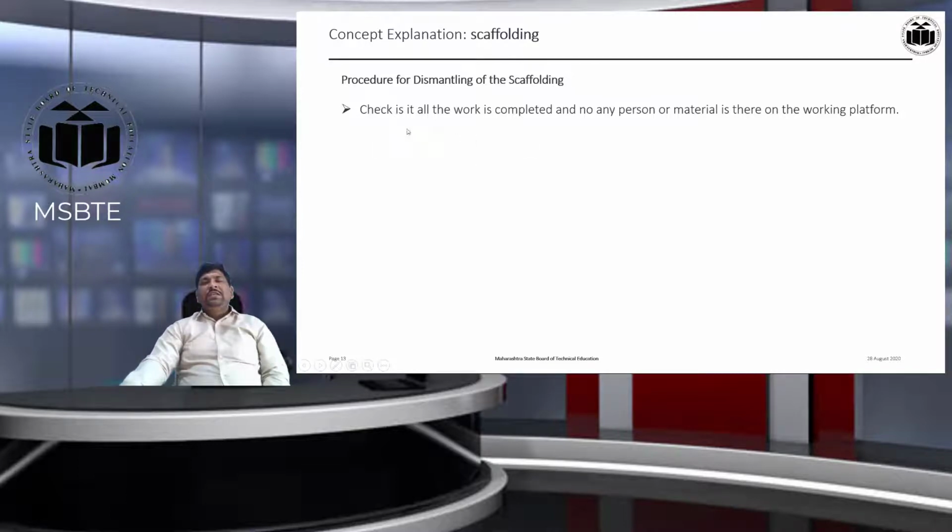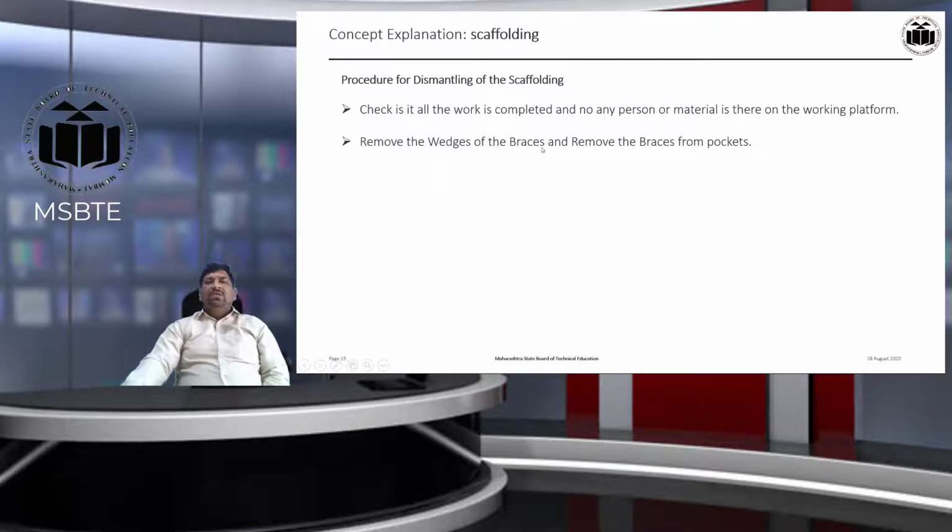So the first step is to check whether all the work is completed and no person or material is on the working platform. Because when you are dismantling, it is possible that a person or material could be left on the platform, and if you start without checking these things, an accident could possibly arise, and that's why you should first check that all the work is completed and no person or material is left on the working platform.